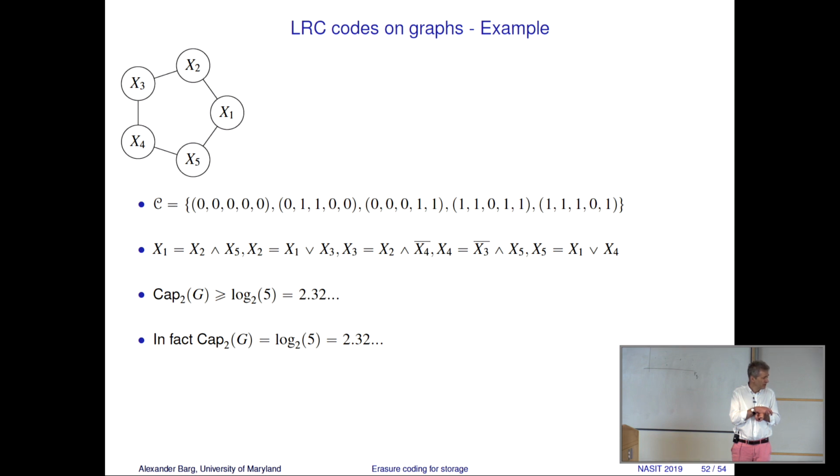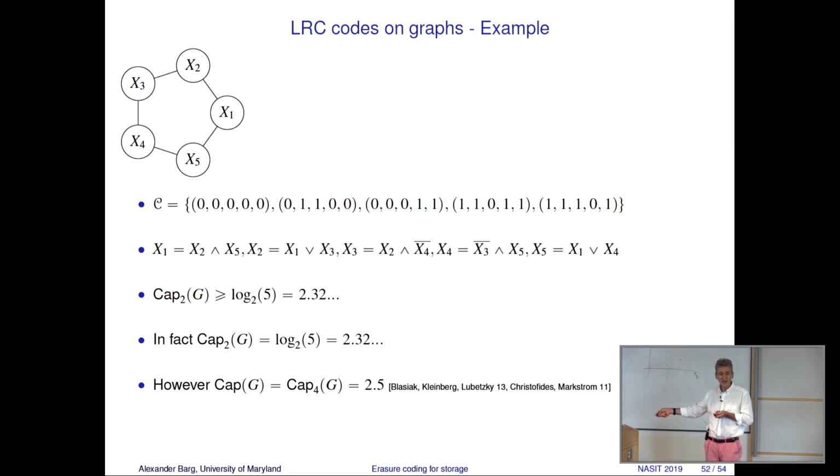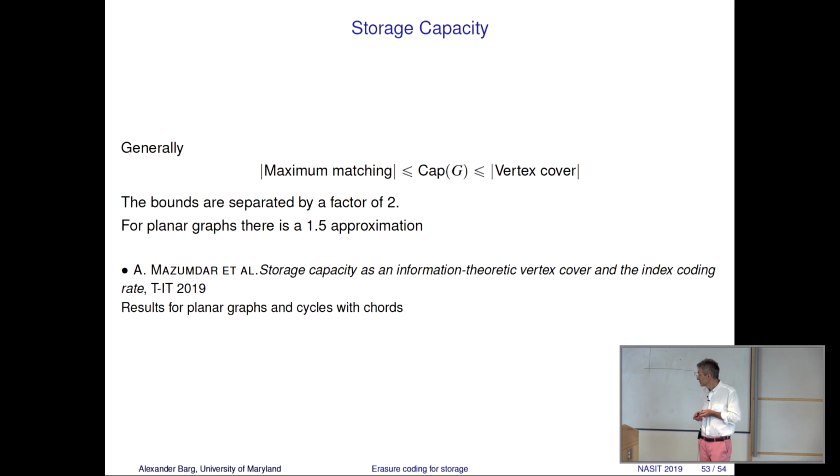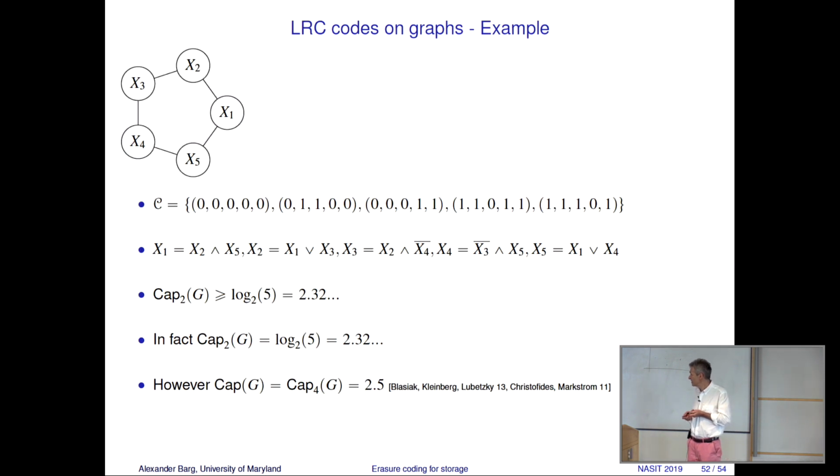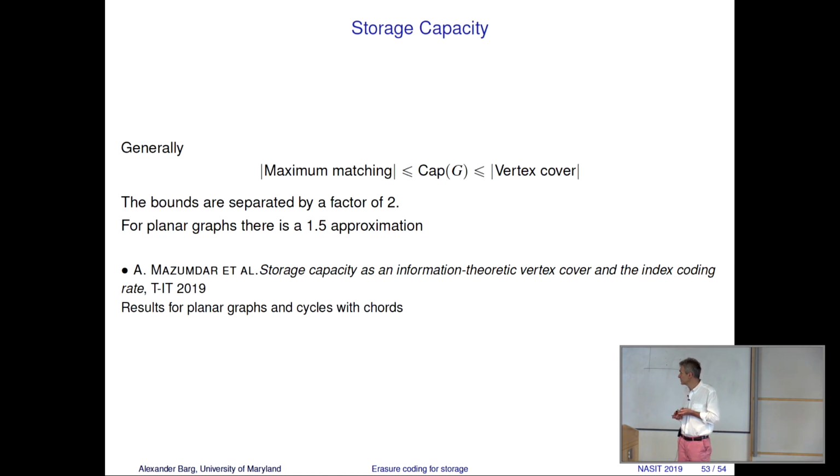Capacity over the field of 2 elements can be shown to be log 5 base 2. Is that the capacity? Well, no, it's not. Capacity is in fact higher. It is attained over the field of 4, and it is 2.5. That's already a separate paper, with this reference here. So you can see that this opens possibilities for research, in fact a large number of open questions.